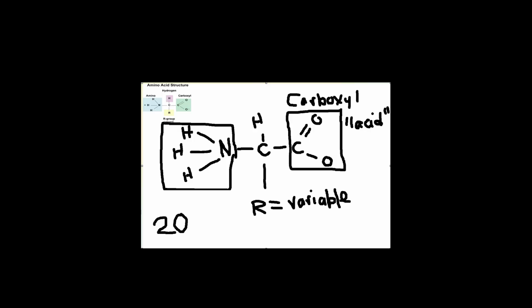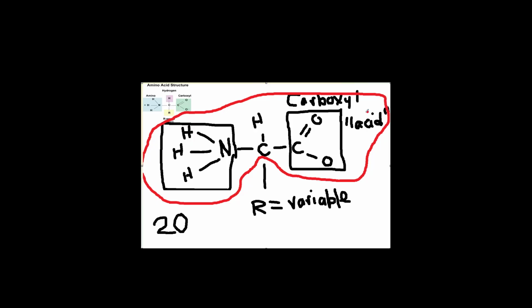Let me just highlight those here in a different color. So if we just highlight everything in red here, everything within this position is 100% the same for all 20 of your amino acids. But where they each become distinctly different is in this R group. That's what makes all 20 of them variable. And so I'm going to show that next here, how they all look different.